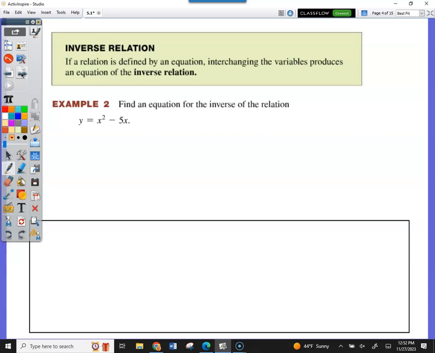Switch x and y. All right, so look at this equation we have right here. We are going to switch x and y. I'm going to bring down the rest. You'll notice that I tried to color coordinate it so that you could see. Everywhere there was an x, I wrote a y. Everywhere there was a y, I wrote an x.